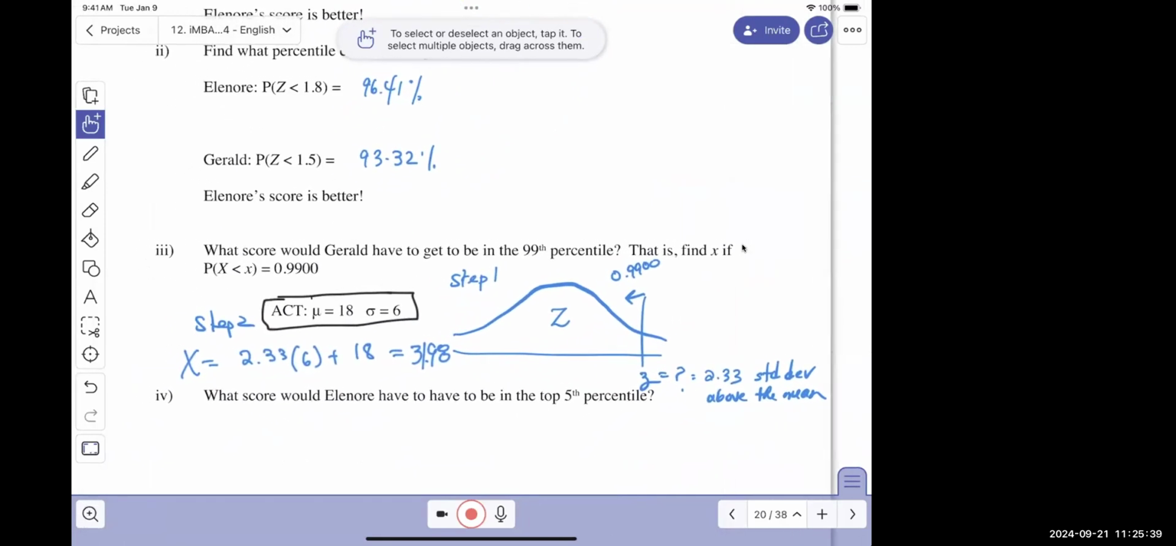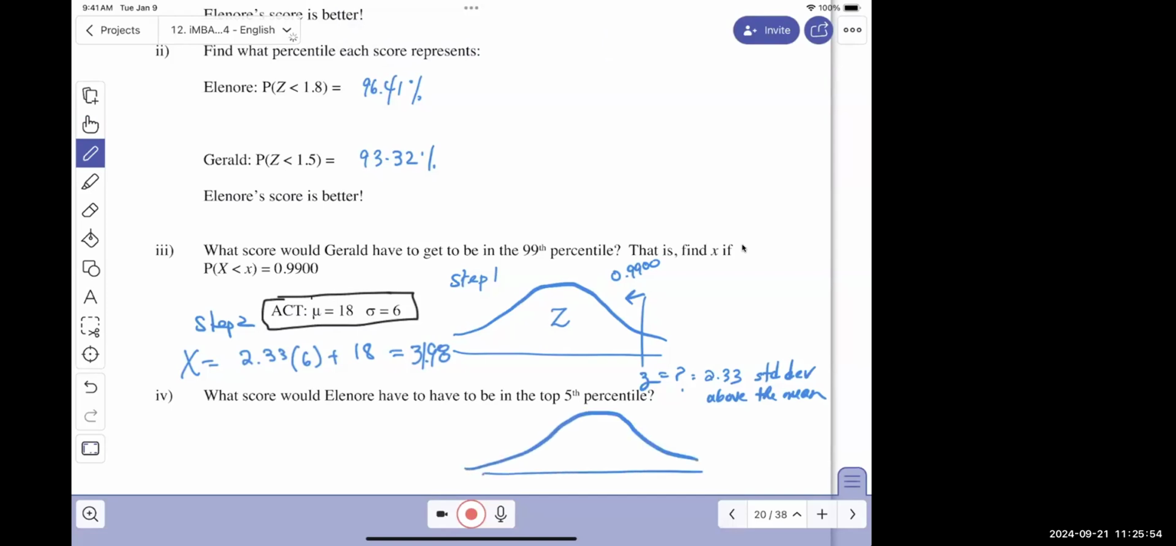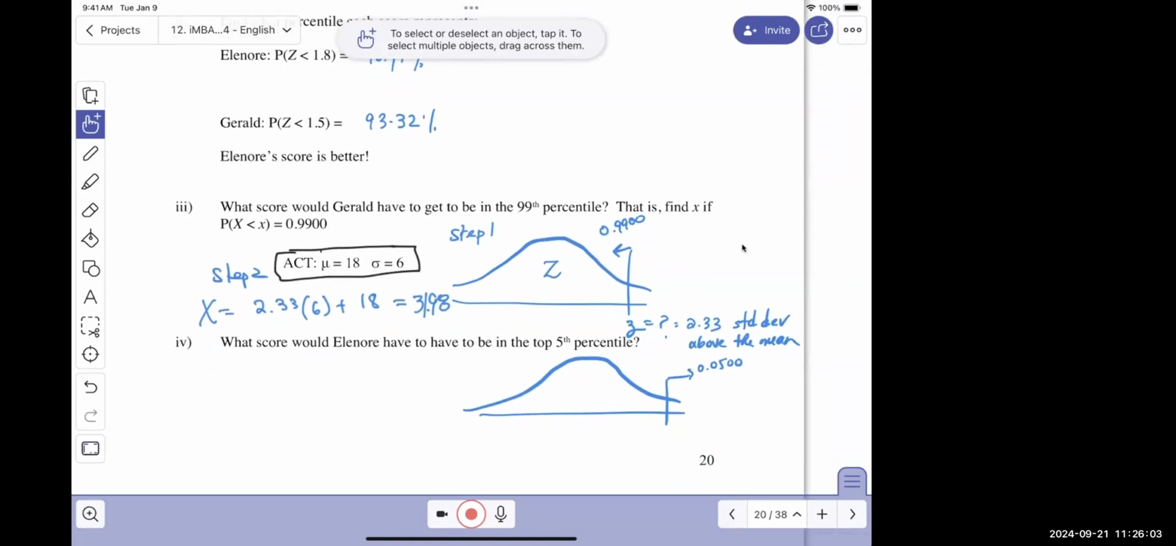All right, one more problem. This is the one below. What score would Eleanor have to have to be in the top 5%? So don't freak out. Go from there step by step. We're going to draw it. We're going to be here, top 5%. So this is 0.0500 in the top 5, which is also the same as the 95th percentile. You can write that.